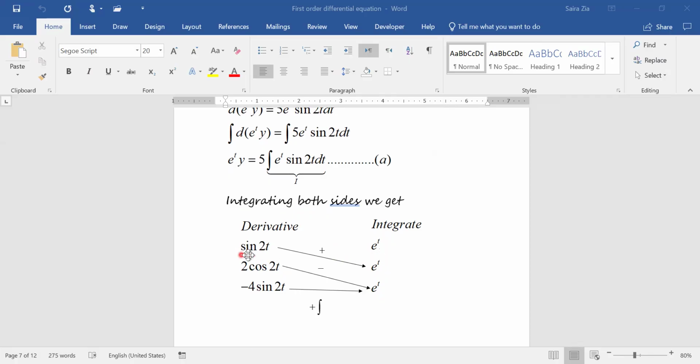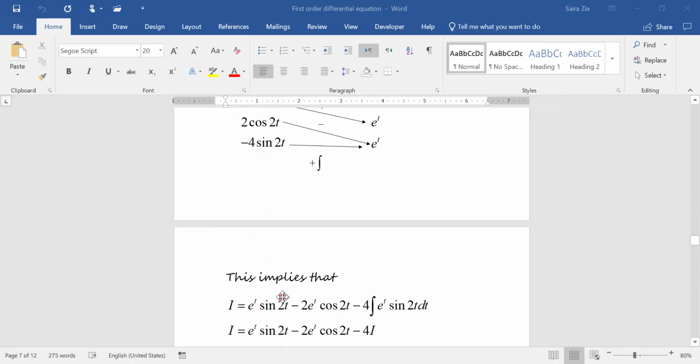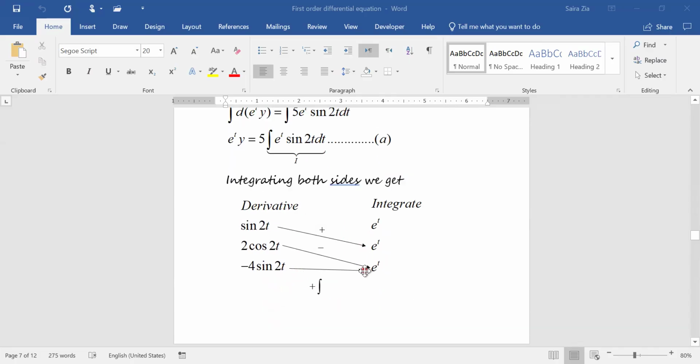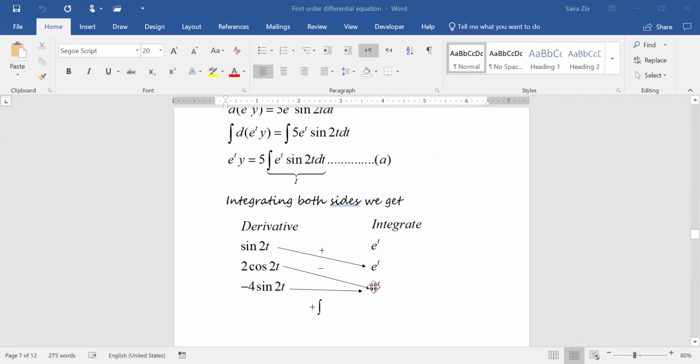After that we will take the derivative of sine 2t. It will be 2 into cos 2t, and the derivative of cos 2t will be again minus 2 into 2, that is minus 4 sine 2t. And again we see that it is not going to come to 0, because the integral of e power t is e power t, so it is the same. So 0 will not be coming. So when do we stop, if we have such an integral? Whenever we get the same function where we started. When we started, the function is e power t sine of 2t, and here also we can see e power t sine of 2t.